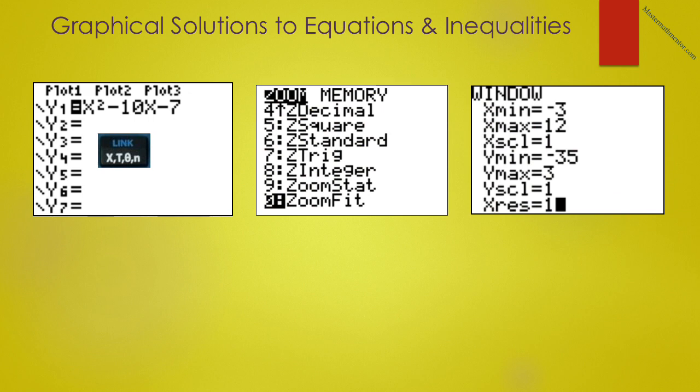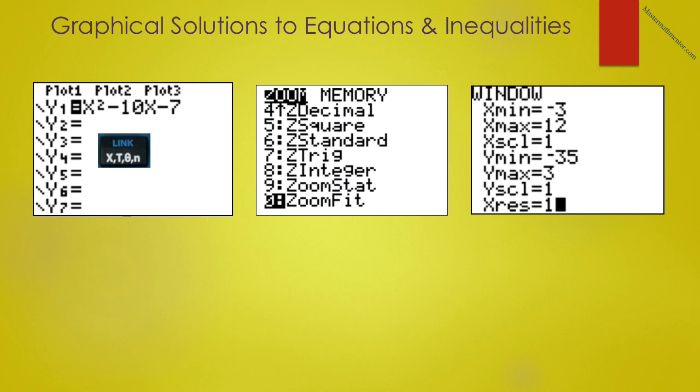Most students are aware that to see the graph, usually you start off with a zoom 6. That will draw the graph in the standard window, x running from negative 10 to 10 and y running from negative 10 to 10. However, many functions will not fit within that window.